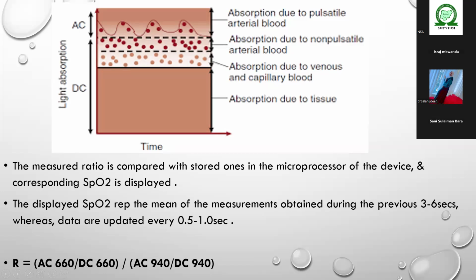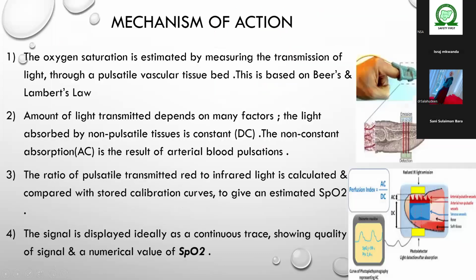So far, I've been discussing the molecular basis of the principles of pulse oximetry, which is the basis of the mechanism of its action. So this slide is just a summary of it all. The oxygen saturation is estimated by measuring the transmission of light through a pulsatile vascular tissue bed. This is based on Beer-Lambert's law.